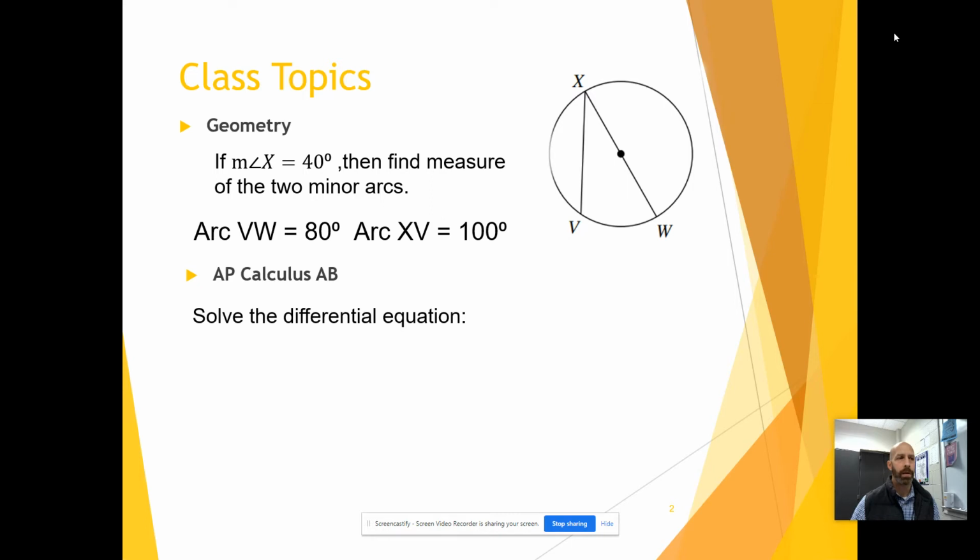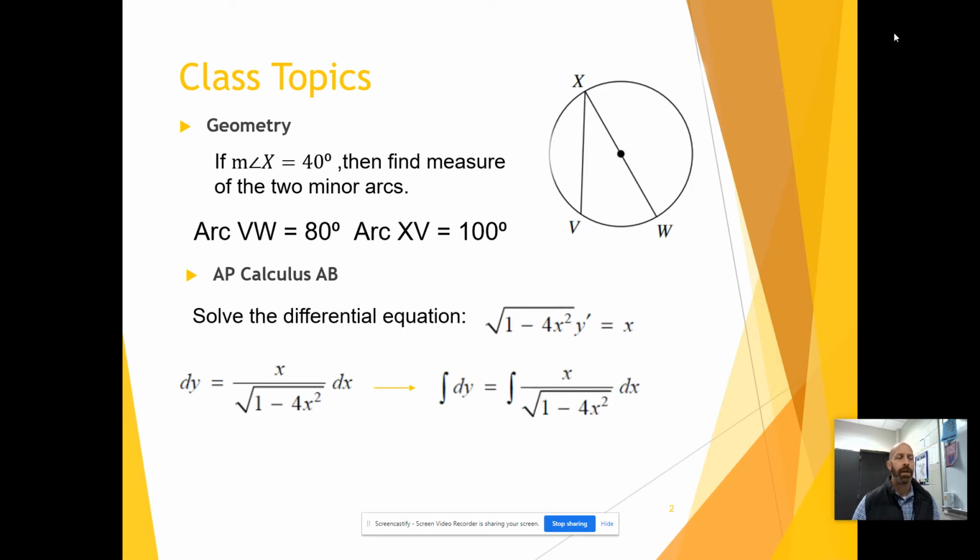In Calc AB, we are looking at solving differential equations. And here is an equation, the square root of 1 minus 4x squared times y prime equals x. This is what we call a separable differential equation. So the first thing, and probably the most important step, is to separate the variables. So here we can see that we've got all the y variables on the left and the x variables on the right. So now we can go ahead and undo that differentiation with integration, and we will get the following answer. y equals negative 1/4 square root of 1 minus 4x squared plus C.